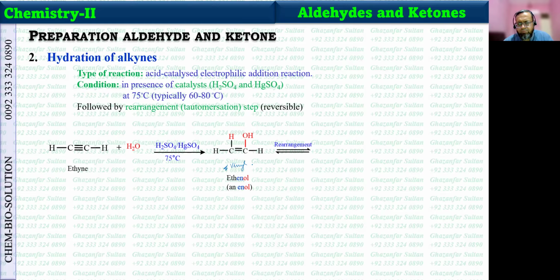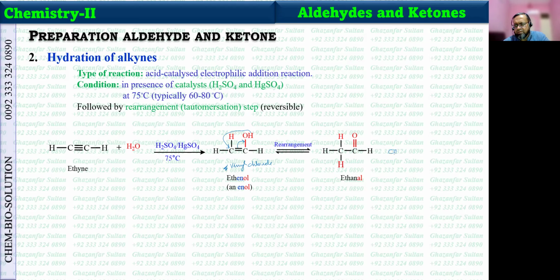Vinyl chloride. And after rearrangement, what happens? Actually, this hydrogen goes to this carbon atom, and this double bond moves here. So as a result of this rearrangement, this product is formed, and the name of this product, you can understand that this is ethanal.